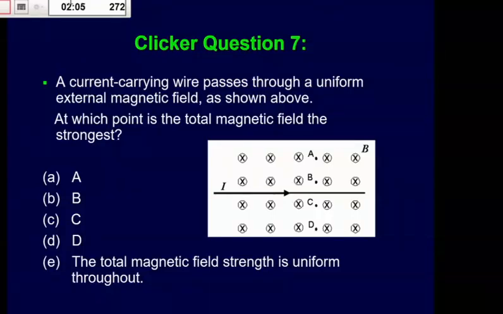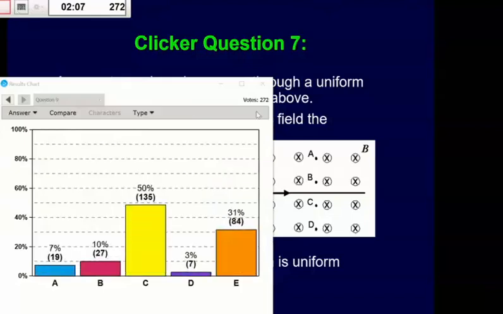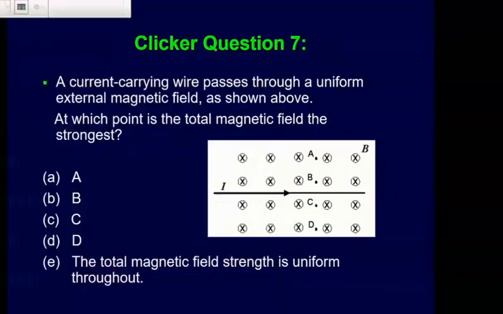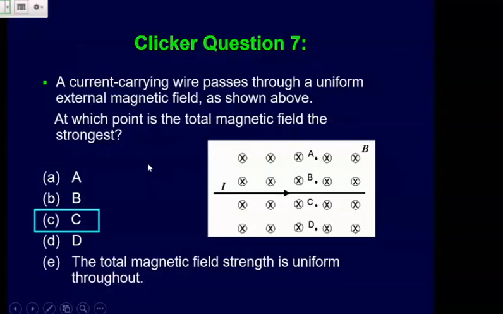If you look here, I think the majority was there, but then E, so I think some people chose E. Anybody want to talk about just from the E point of view where they were at? I think C was the majority, except that a lot of people chose E. Anybody want to say what they were thinking there?